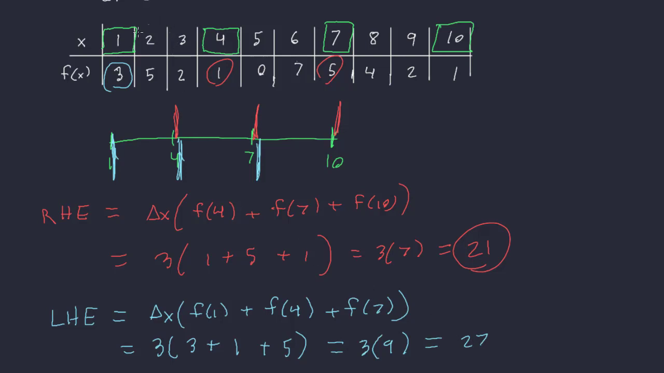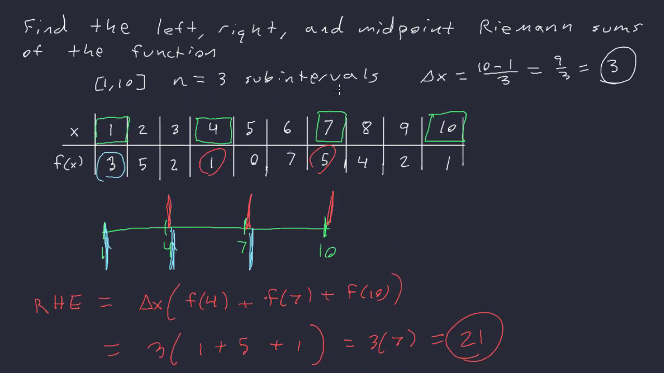I'm not going to do the midpoint here because the midpoint between, say, 1 and 4 is actually 2.5, and we don't have that value in the table. So you can't get values from the table that you don't actually have. So there we go. That's our right-handed estimate and left-handed estimate from this table, just using 3 subintervals.